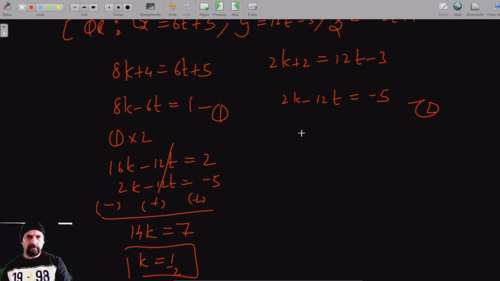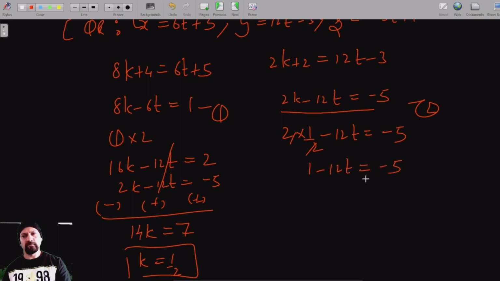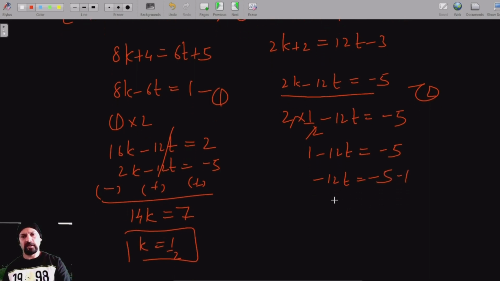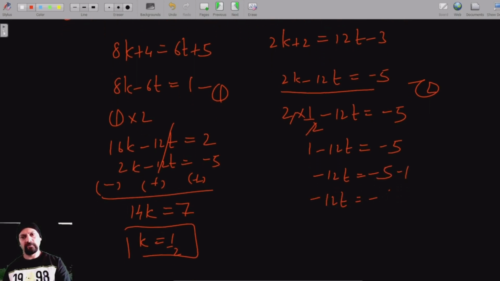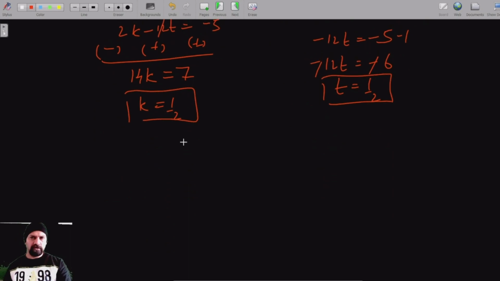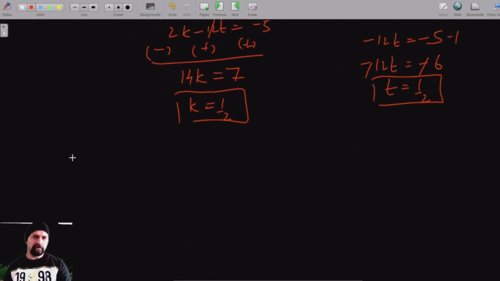Similarly, we can get the value of t. So from this, 2 into half minus 12t is equal to negative 5. So 1 minus 12t is equal to negative 5, so minus 12t is equal to negative 6, and t is equal to half. So t and k are both half.